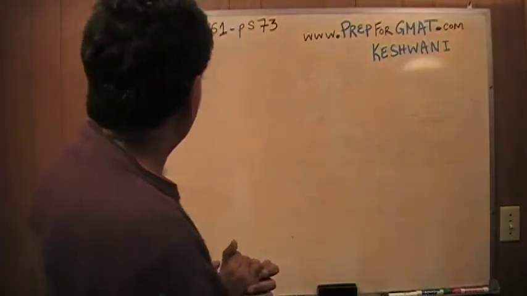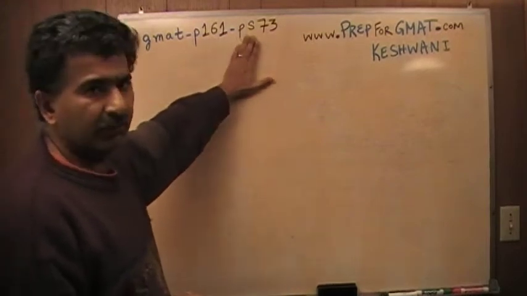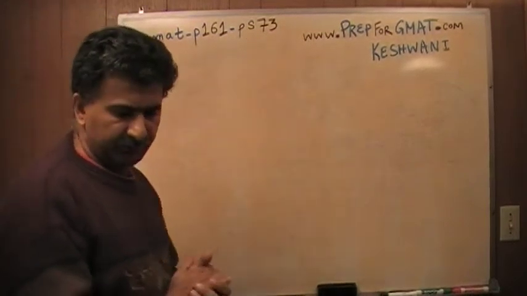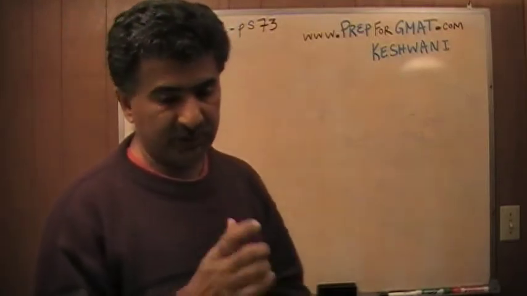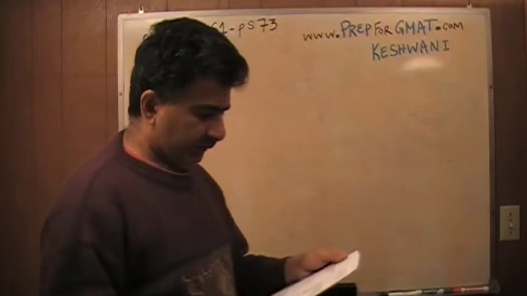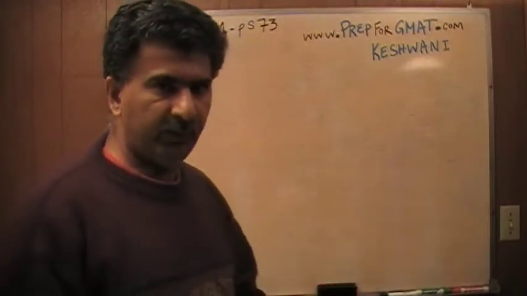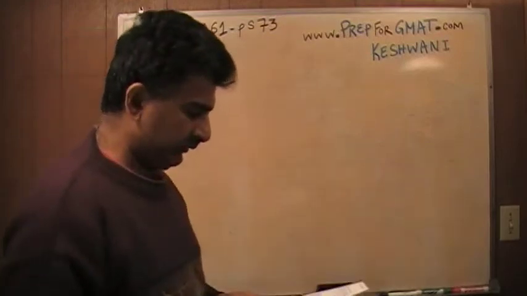I'm about to solve a problem that appears on page number 161, problem solving, number 73. PS stands for problem solving as opposed to data sufficiency, which I will do later. Let's take a look at it. Again, you have to have the book in front of you, otherwise you will not follow it. Turn to page number 161, number 73.